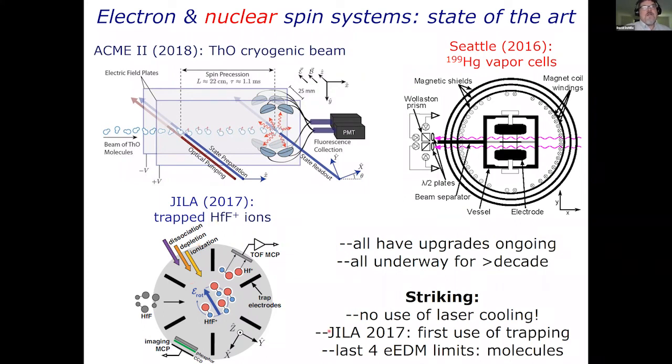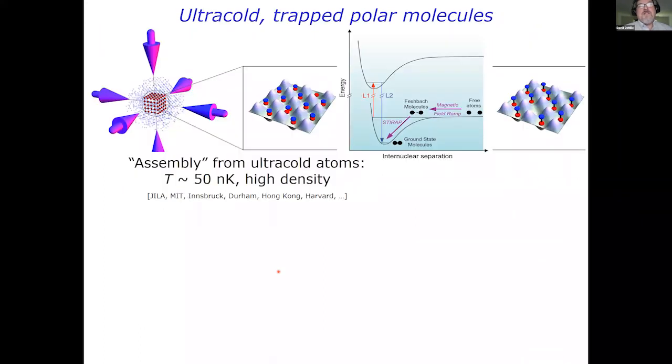And the last 4 electron EDM limits have all been set using molecules, meaning this enhancement from molecules, we're finally able to take advantage of that based on new experimental techniques. So it's easy to get excited about the fact that it's now increasingly possible to cool and trap molecules. And there are 2 different pathways to do this.